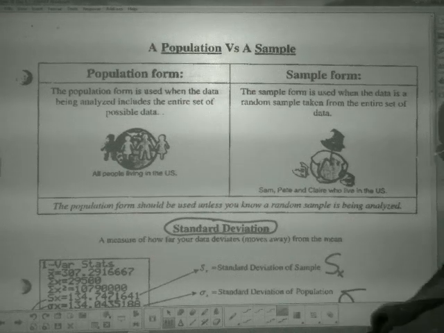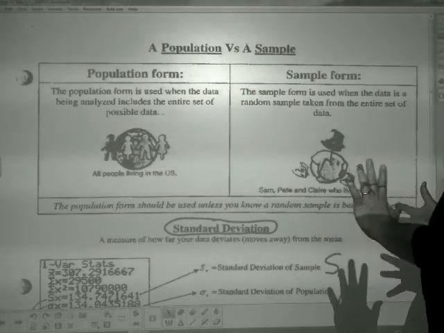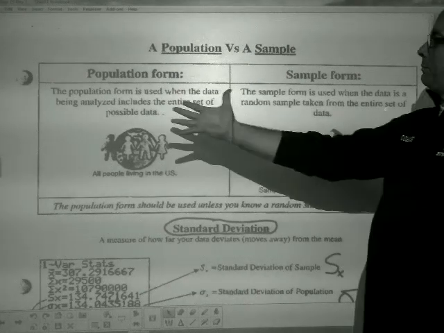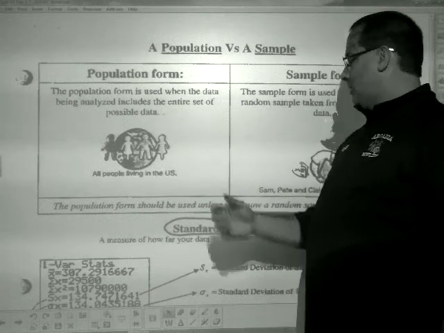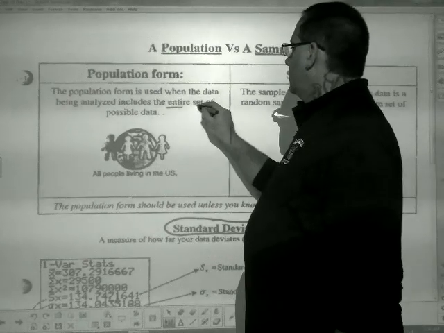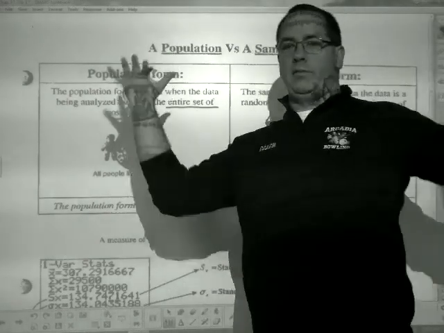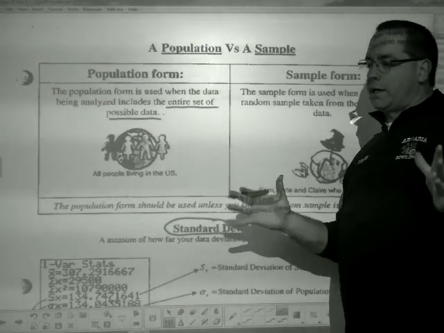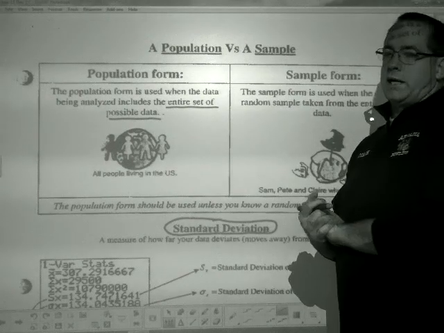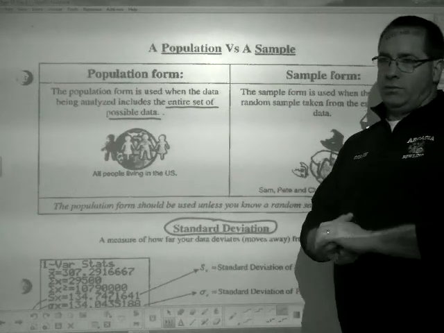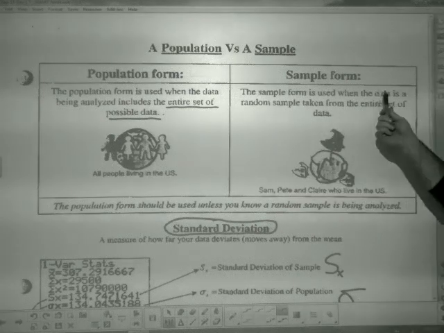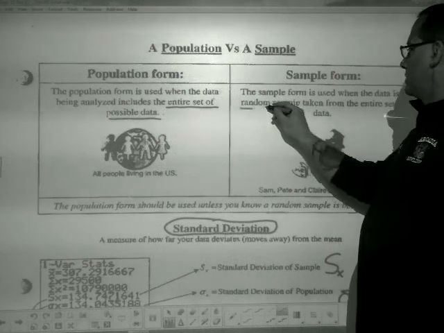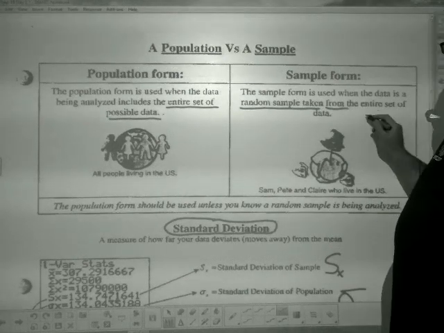All right. So the next thing we're going to talk about is a population versus a sample. A population is when the data analyzed includes the entire set of possible data. Everybody. So if I want to know information about my second block Algebra 2 Trig class, then that is my population. A sample is when the data is a random sample taken from the entire set of data.